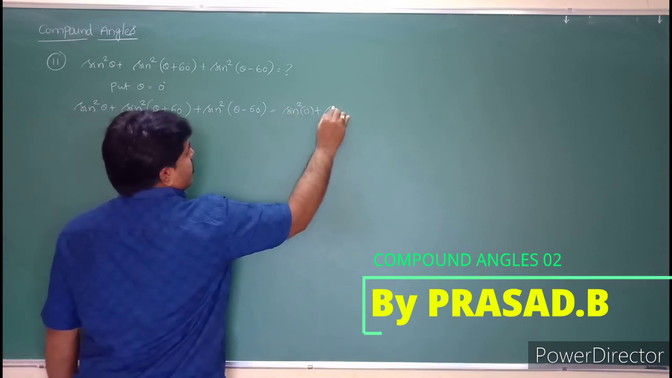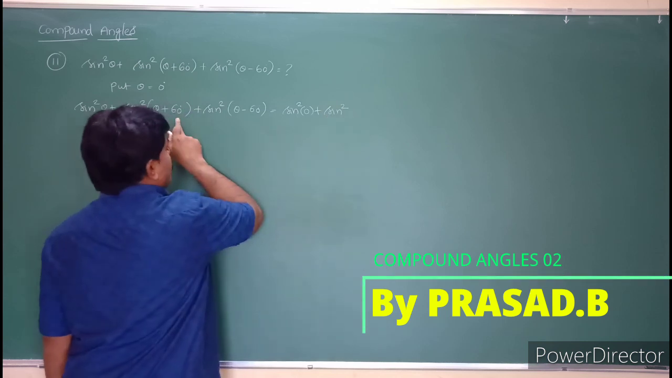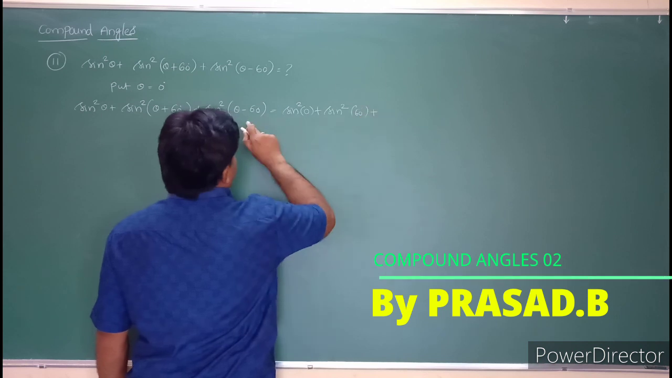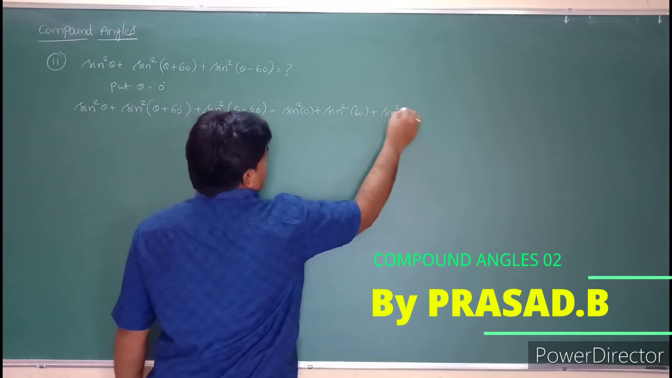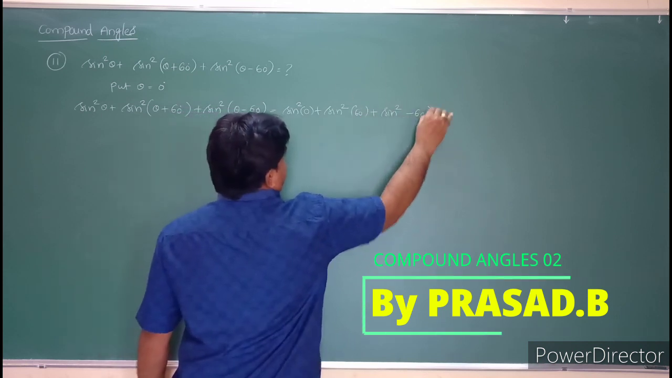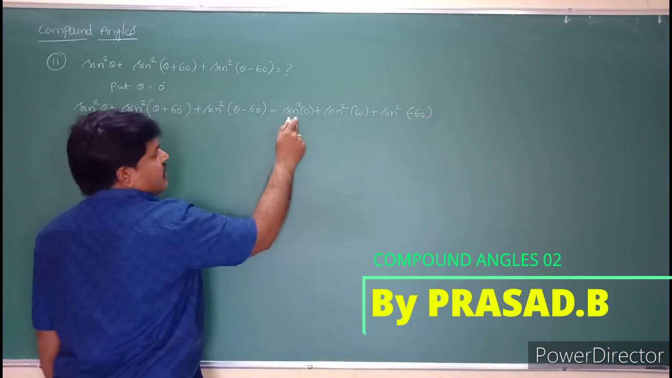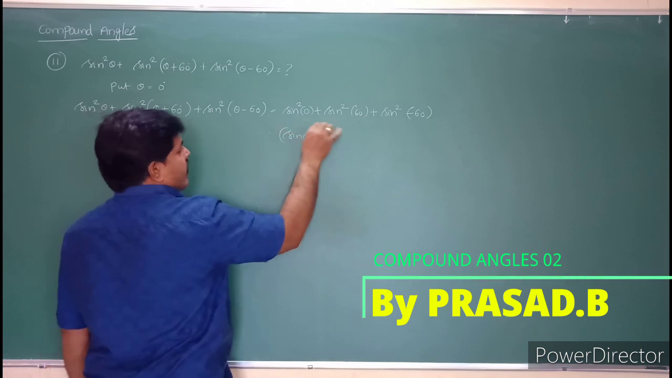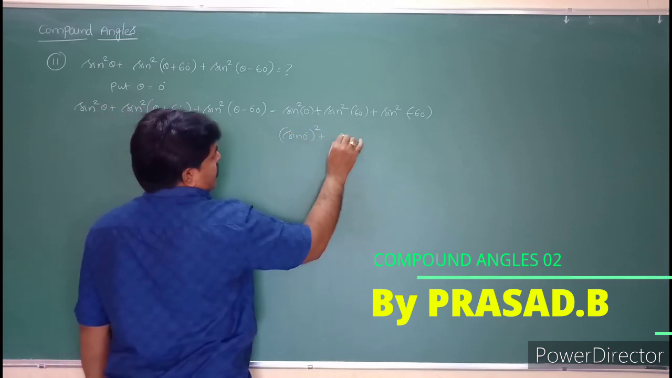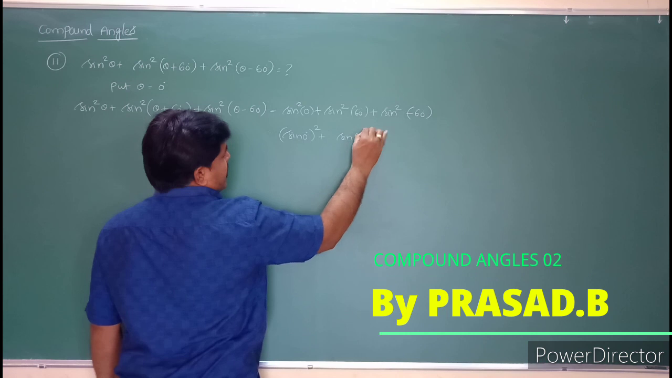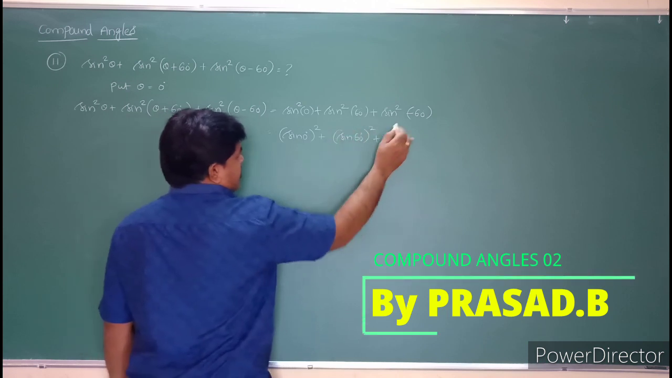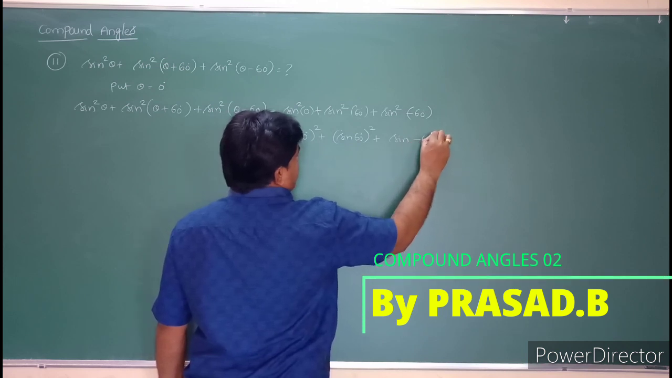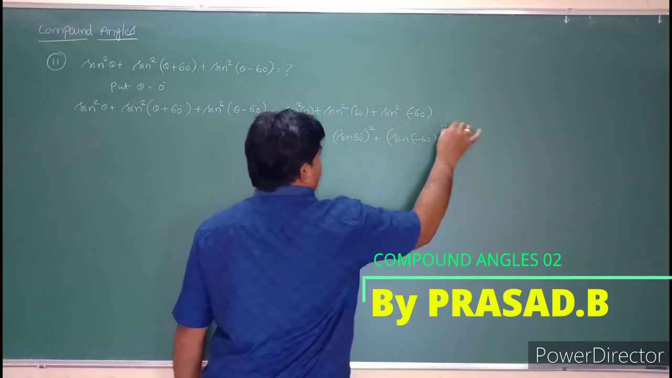plus sin square 0 plus 60, that is 60 degrees, plus sin square 0 minus 60 degrees. So this is nothing but sin 0 degrees whole square plus sin 60 degrees whole square plus sin of minus 60 degrees whole square.